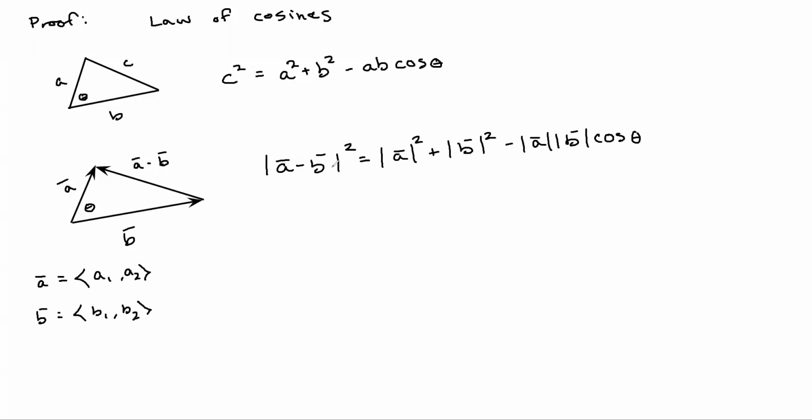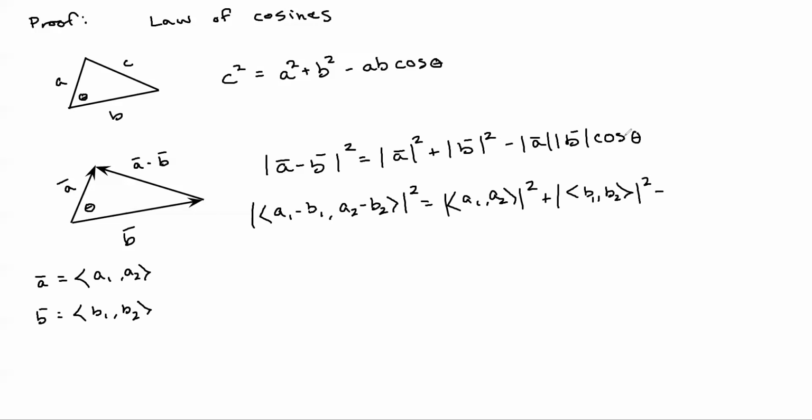In that case, if we have A minus B, we can go through and use our subtraction definition for vectors to figure out what that is. Okay, so what does it say? It says, if you recall, when we subtract vectors, we subtract their components. So we're going to get A1 minus B1, comma A2 minus B2, squared. And then this is going to be the length of, right? So we're going to have A1 comma A2 squared, B1 comma B2 squared. And then this we're going to leave as it is.